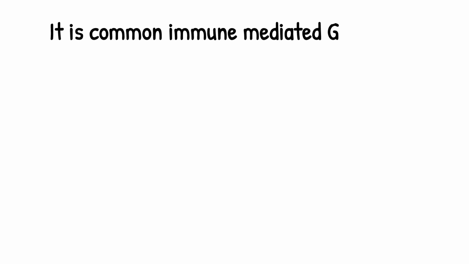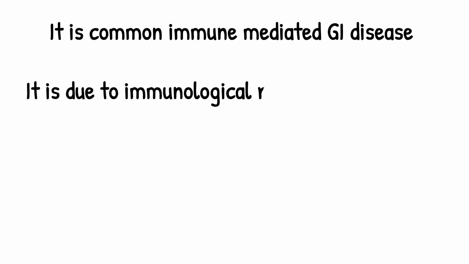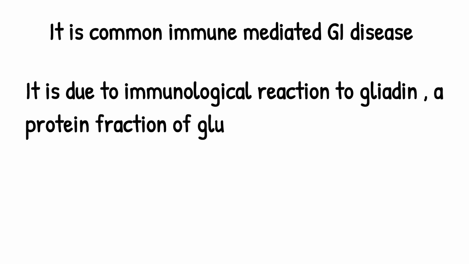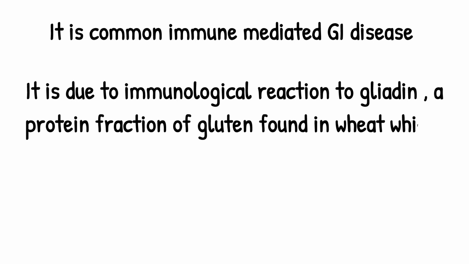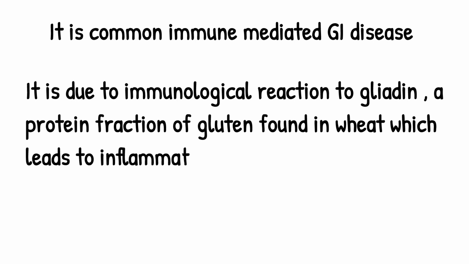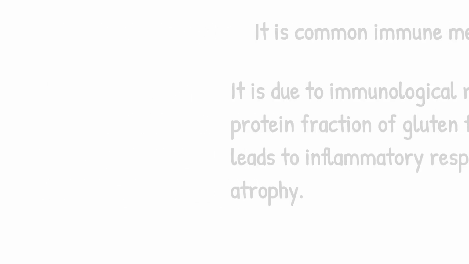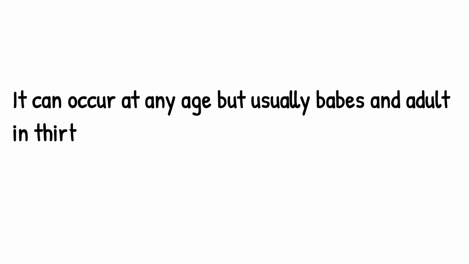It is basically a very common immunological disease which occurs because of gliadin, which is a fraction of protein component of gluten, which is a commonly found protein in wheat. An immunological reaction occurs to this gliadin, which leads to an inflammatory response in the GI tract and leads to villus atrophy and ultimately malabsorption. It can occur at any age, but usually babies and adults in their 30s have this disease mostly.